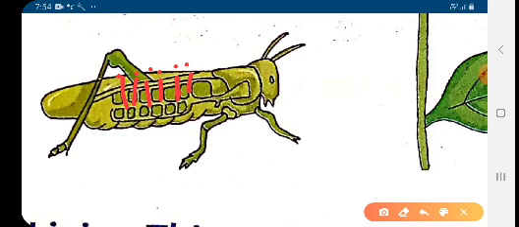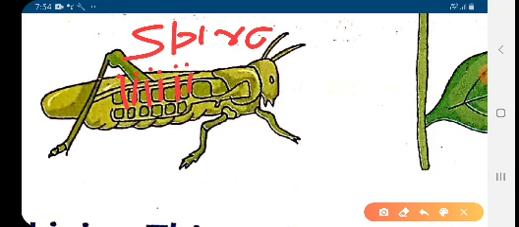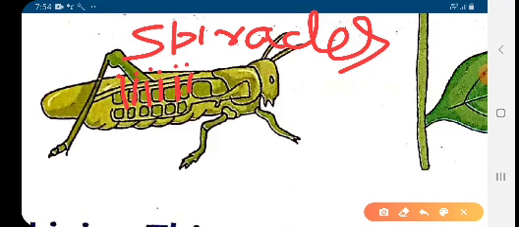These holes or pores which are present on their body are called spiracles. These spiracles help them to breathe. These are the holes present on their body. So children, these are the insects. Insects or flies have pores on their body, and these pores help them to breathe.